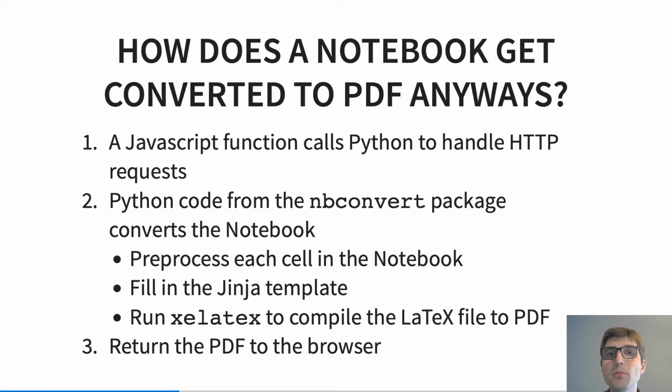NBConvert pre-processes the notebook, for instance, to remove the solution from the cells or something like that. When converting to a PDF, it fills in a Jinja template, and that Jinja template produces a LaTeX file, and then NBConvert runs XeLaTeX to compile that LaTeX into a PDF, and then that gets returned to the browser.